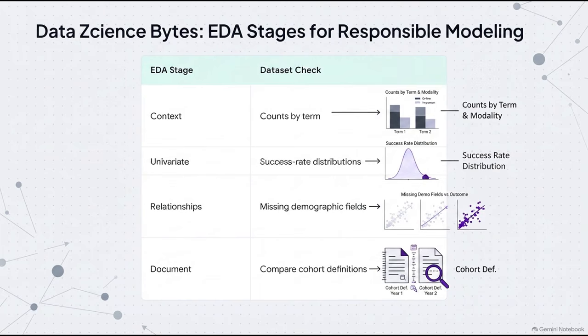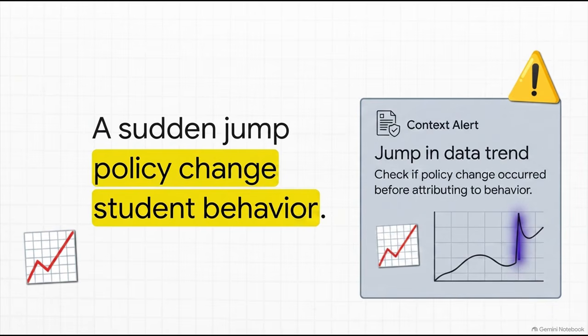Let's make this abstract process concrete using a course outcome dataset. In the context stage, we'd start with something foundational, like checking the counts by term and learning modality. Then, in the univariate stage, we'd inspect the actual success rate distributions to spot any anomalies. Moving to relationships, we might examine if missing demographic fields correlate with specific student outcomes. And in the document stage, we would carefully compare cohort definitions across different years to make absolutely sure everything is consistent. The real takeaway here is context.